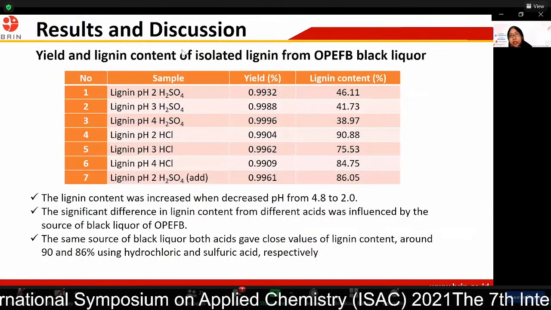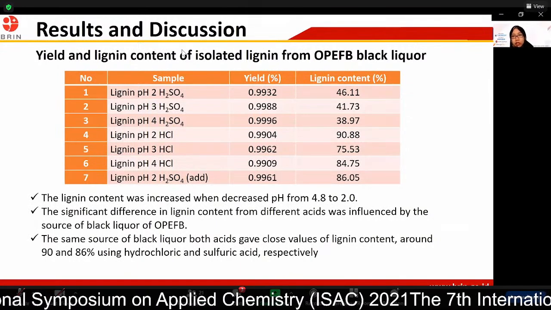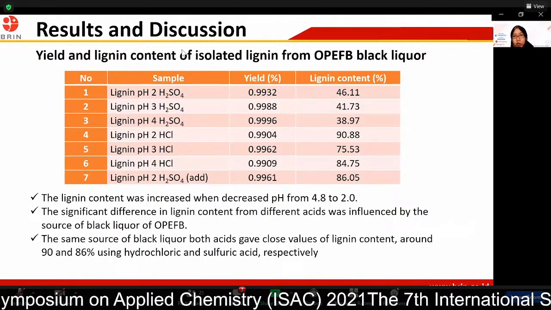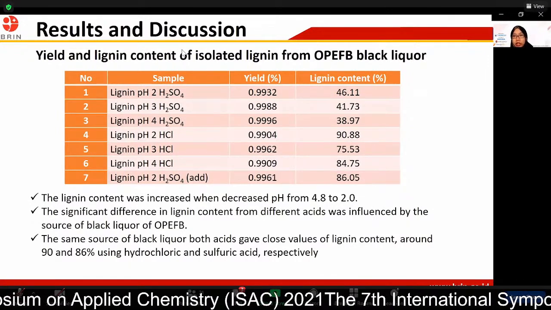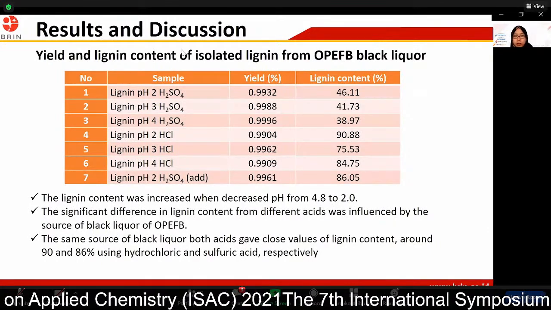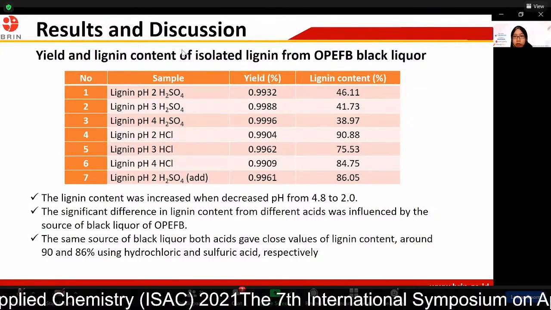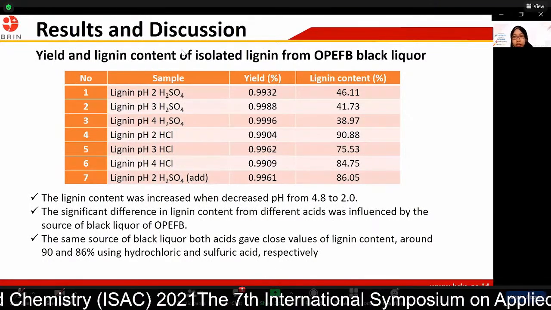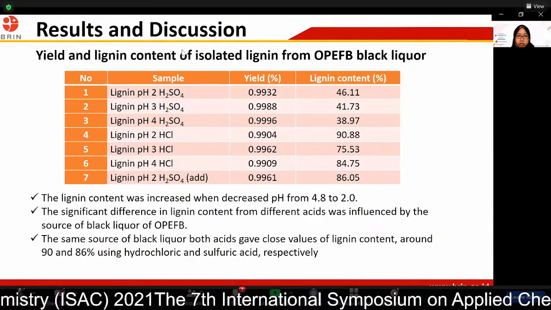And then here is the result regarding the yield and the lignin content of the isolated lignin. All 7 samples have the same yield, around 1%, and the lignin content varied from 38 to 90%. The lignin content increased when the pH decreased from 4 to 2, which is also in accordance with other researchers' results.